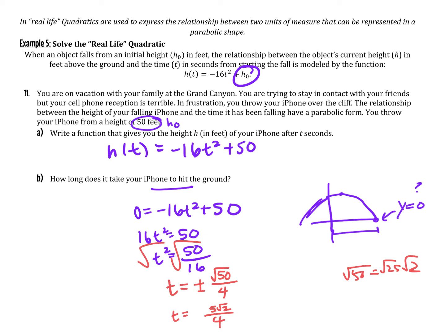And the only answer that actually makes sense in context of this problem is the positive answer. The negative answer doesn't make any sense at all because we can't talk about negative time. So it takes 5 root 2 over 4 seconds to reach the ground, or for my phone to reach the ground. Now, in a real world situation, we'd probably grab a calculator and figure out what 5 times the square root of 2 over 4 is as a decimal. But that's not really the point here. So feel free to do that on your own. We're going to move through our second example.